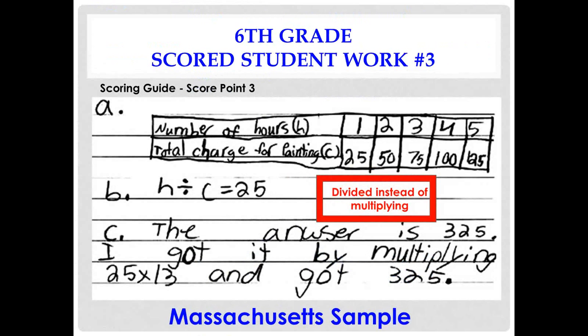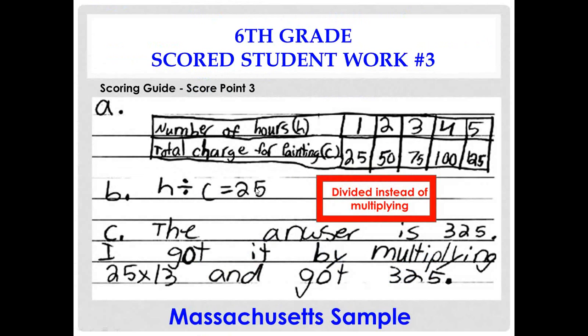Right, a student that scored 3 points created the same type of chart with the number of hours and the total charge for painting. 1 hour is $25, 2 hours is $50, 3 hours $75, and so forth. And so on Part B, the equation the student did H divided by C equals 25, which they did hours divided by cost is equal to 25.